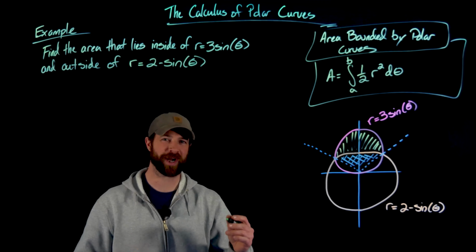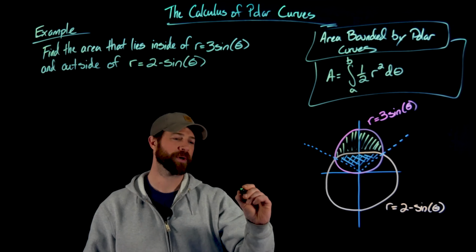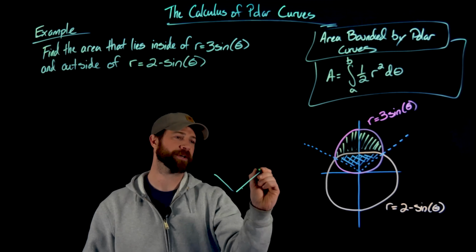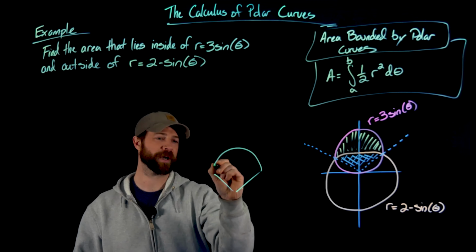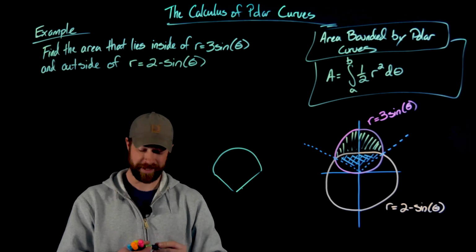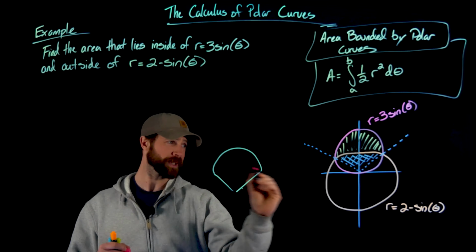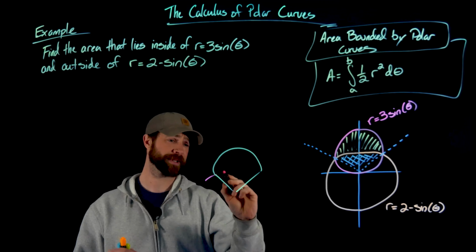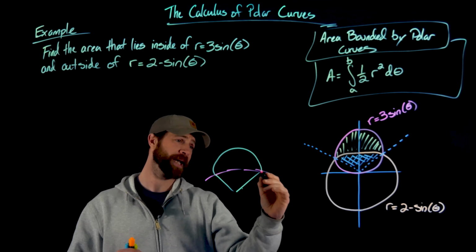So again, just to give a little graphical representation of what we're going to do, we're going to find the area of the circle, but a part of it that looks something like that right there. And then we're going to find this area described by this limaçon right here between these angles right here.